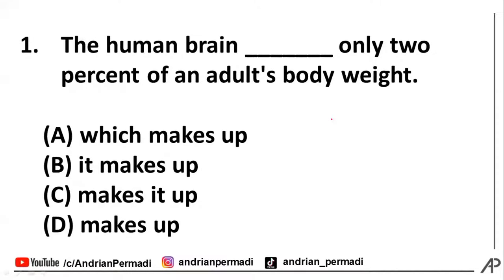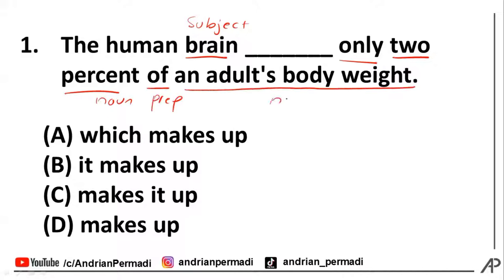To answer the sentence completion section, what we need to do first is to identify the subjects and verbs of the sentence. In this sentence, the human brain is a noun that functions as the subject. Now, let's try to find the verb for this subject. We can see that only is an adverb, 2% is a noun, of is a preposition, and an adult's body weight is a noun phrase that functions as the object of the preposition. It can be concluded that this sentence needs a verb.